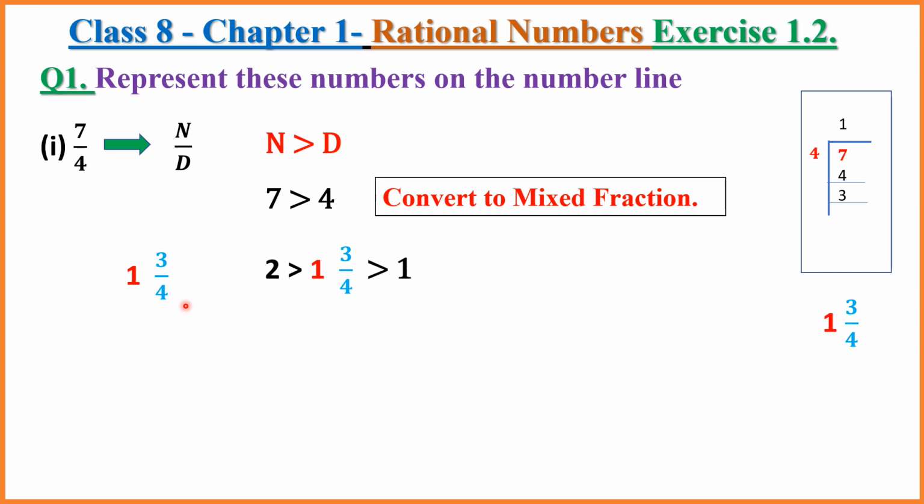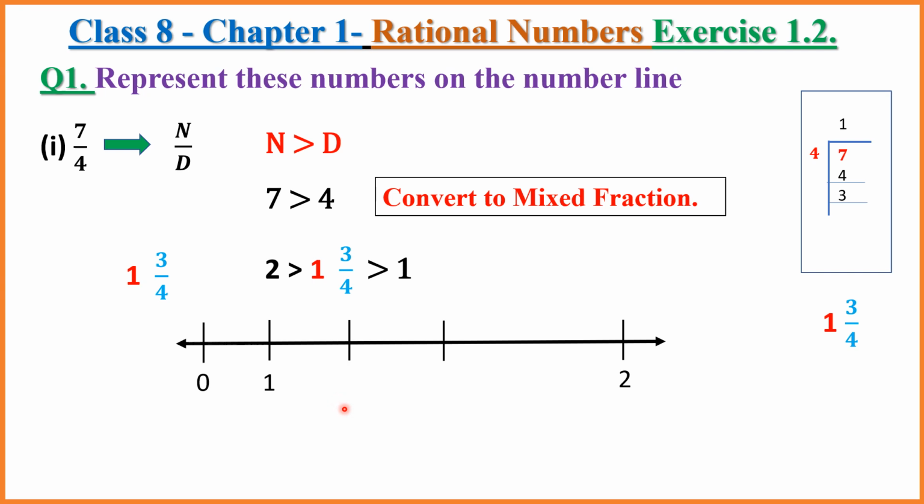Now we can draw in the number line. Since it's a positive number, it will be going towards our right side. So 0, 1 and 2. Our number lies between 1 and 2. So we have a gap over here because we have to divide it into equal parts to plot this number. Here our denominator is 4, so we have to divide into 4 equal parts. That is 1, 2, 3, and 2 is our fourth part.